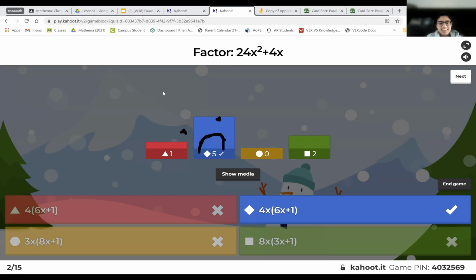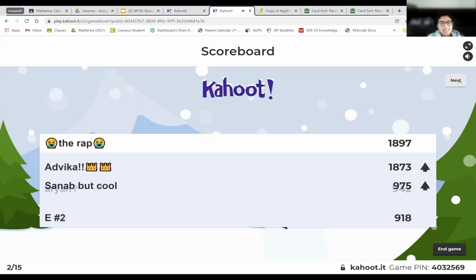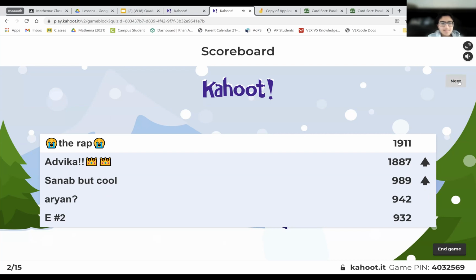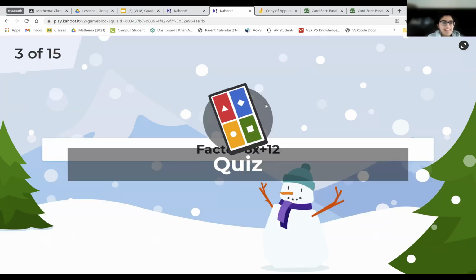Okay. So it's the top right because if you factor out 4x, you get 4x multiplied by 6x plus 1, and you can't factor 6x plus 1 anymore. So yeah, you get blue. Next, factor 6x plus 12.